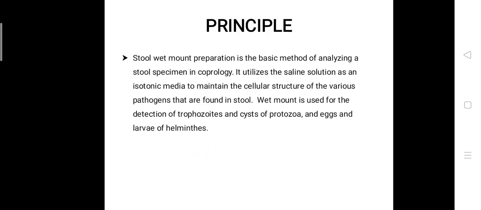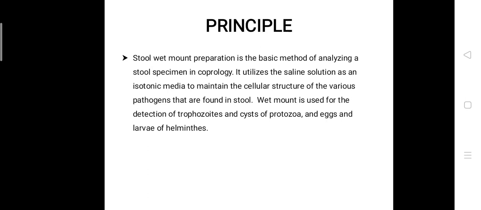So let us see the principle of this wet mount preparation for stool. Stool wet mount preparation is the basic method of analyzing a stool specimen in coprology. It utilizes the saline solution as an isotonic media to maintain the cellular structure of the various pathogens that are found in stool. So wet mount for stool is used for the detection of trophozoites and cysts of protozoa and eggs and larvae of helminths.